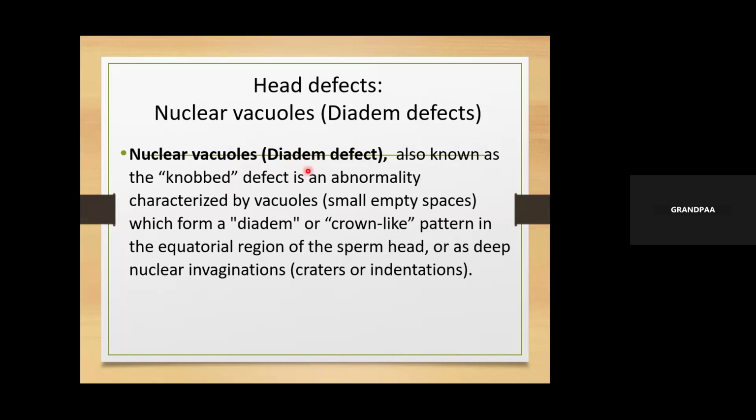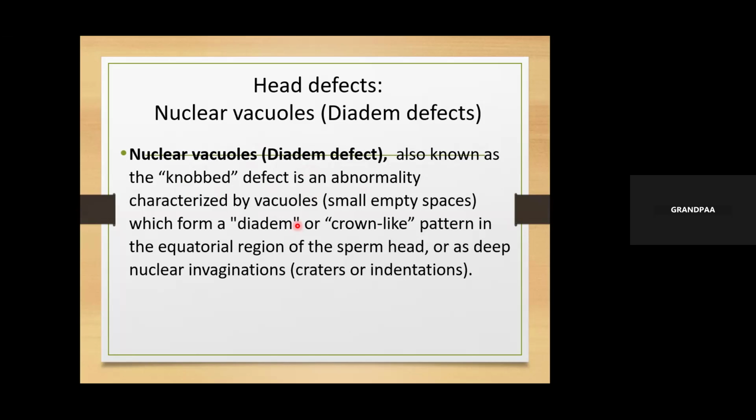The knob defect is where the vacuoles will push up so that the acrosome area, which is supposed to give you that oval shape, will now rather bob up and give you a knob. That's the knobbed defect, and that's also called the diadem defect. Now, we're saying that when you have too many vacuoles, they form like a ring, a crown of a sort. And then that is also the diadem defect.